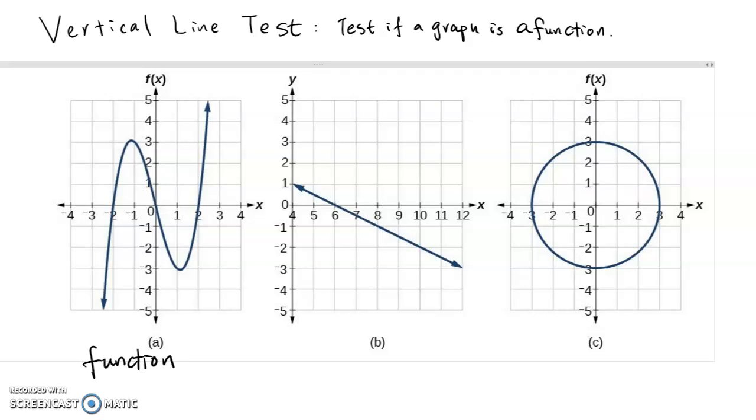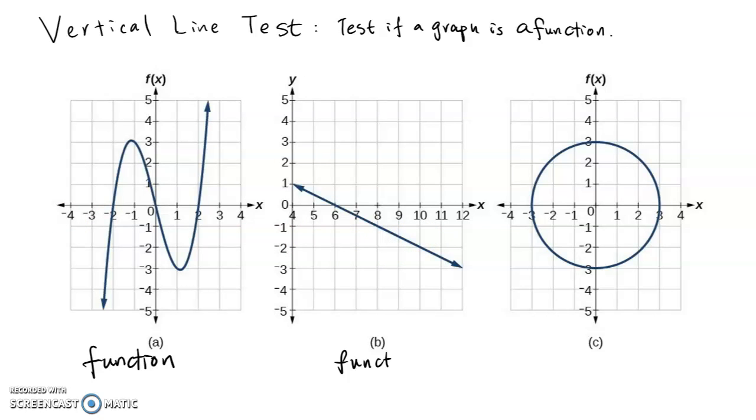Okay, so let's do the vertical line test for graph B. So again, we have this vertical line. Let's run it through the graph of B. You can see anywhere in the graph, the vertical line is intersecting the graph at most one point. So yes, it is also a function.